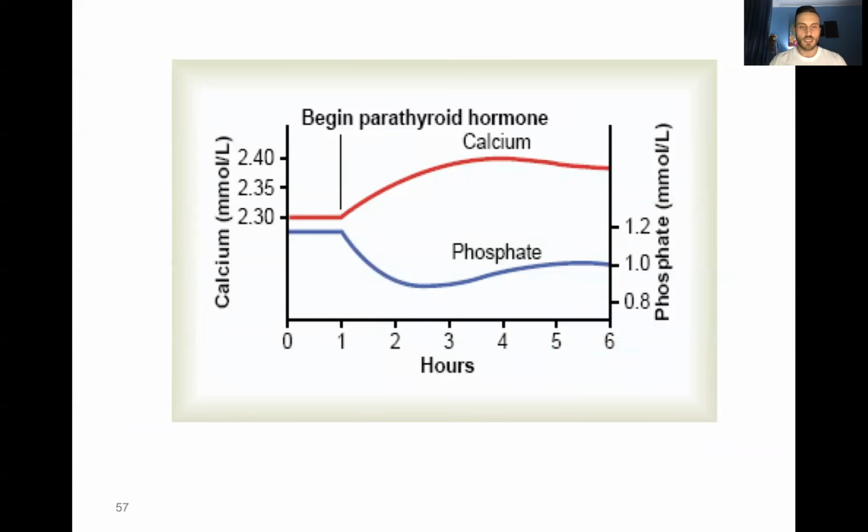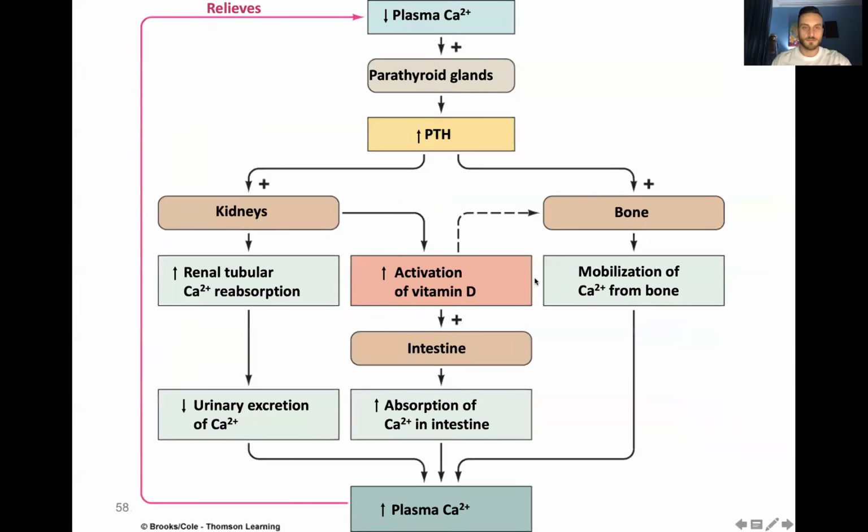This is a graph showing what happens after giving the patients the parathyroid hormone. Look at the calcium level, it's going up, and the phosphate is going down, as we already mentioned. So this is a graph that summarizes everything.